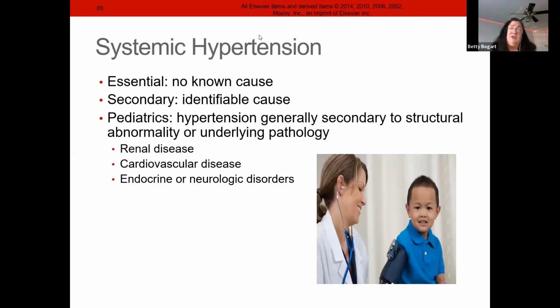We're now checking all children ages 2 up for blood pressure problems. We found out kids at young ages are with high blood pressure, and we know it can cause all sorts of problems, especially damage to the kidneys, right?